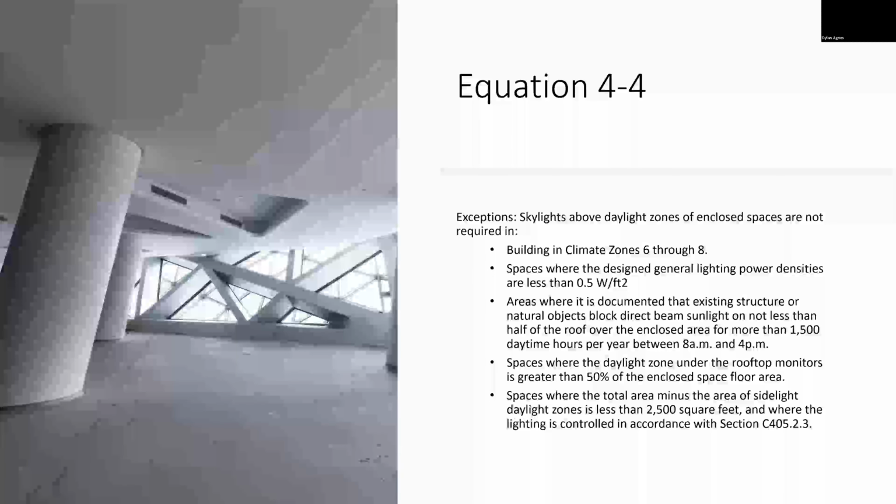So basically you're taking your SDA, daylight analysis throughout the year, and seeing if it's enclosed areas covered for more than 1,500 daylight hours per year, with the requirement between 8 a.m. and 4 p.m. Spaces where the daylight zone on the rooftop monitor is greater than 50% of the enclosed space floor area, i.e. atriums. Spaces where the total area minus the area of the side-lit daylight zones is less than 2,500 square feet, where the lighting is controlled in accordance with the control section.